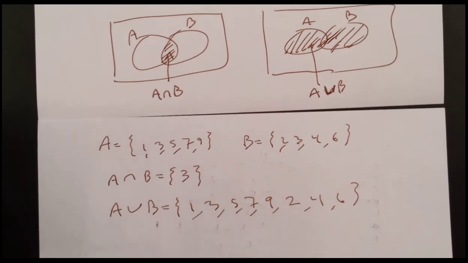Remember, a set is unordered. It does not matter what order these elements appear in. They also don't only have to be written once. I could have written the 3 down twice, couldn't I?